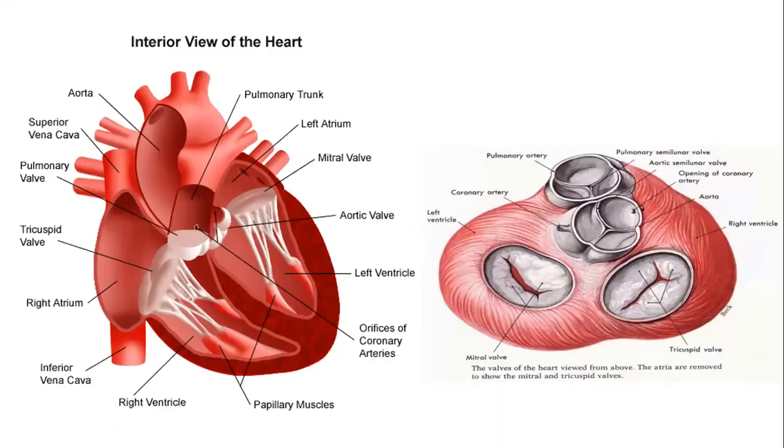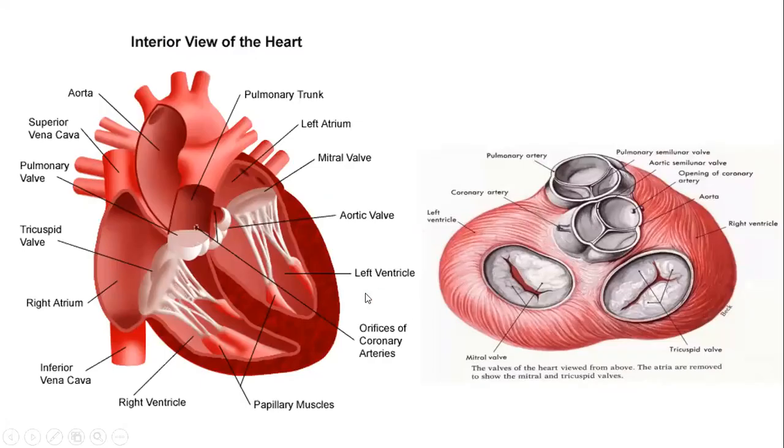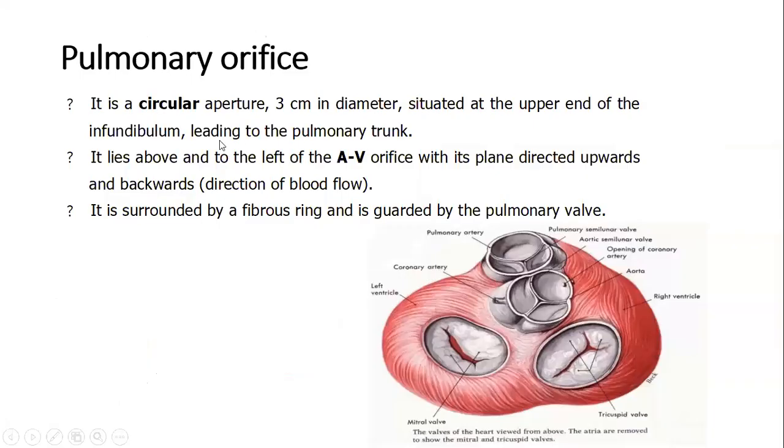Now from the ventricle, the blood will push into the pulmonary trunk, and this pulmonary trunk is guarded by a valve called the pulmonary valve. Before we go to the pulmonary valve, this opening is called the pulmonary orifice. The orifice is the opening, and the valve is what guards around it. So first we'll talk about the pulmonary orifice. It is a circular aperture.